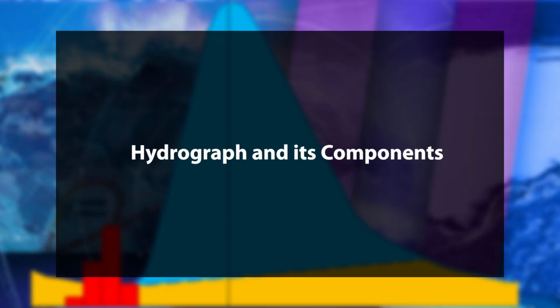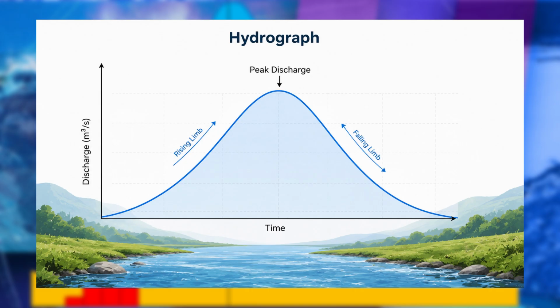Today we are going to discuss the topic hydrograph and its components. A hydrograph is a graphical representation of discharge rate of a stream with respect to time at a specific point. It shows how the amount of runoff or discharge in a stream changes with time at a specific point. It is an inverted U-shaped diagram.